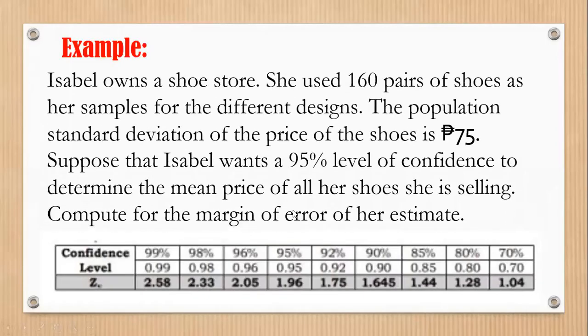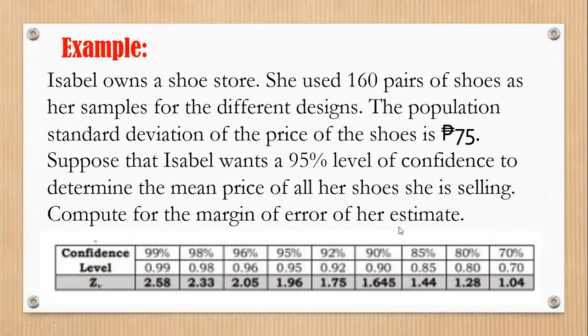Yan. So we have the example. Isabel owns a shoe store. She used 160 pairs of shoes as her samples for the different designs. The population standard deviation of the price of the shoes is 75 pesos. Suppose that Isabel wants a 95% level of confidence to determine the mean price of all the shoes she is selling. Compute for the margin of error for her estimate.